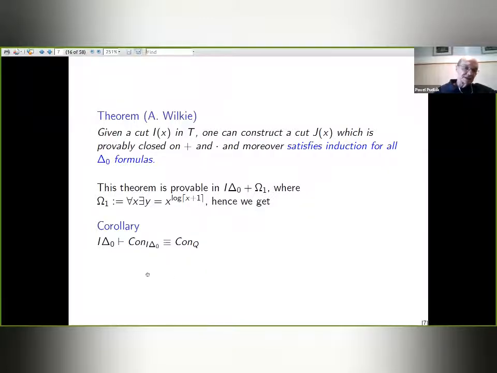So I a bit hesitated here because I guess one should use the axiom omega 1 here. So this is a typo. I'm not sure whether you can actually prove it in I delta 0 itself. But the point is that in I delta 0 plus omega 1, you can definitely show that these consistencies are the same because of interpretation.